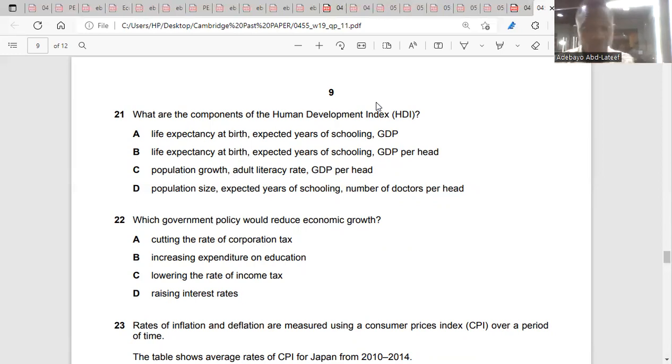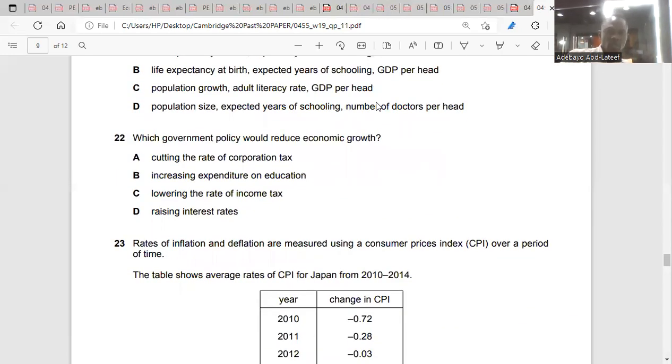Number 22. Which government policy would reduce economic growth? Raising interest rates? When government cuts the rate of corporation tax, it gives firms incentive to produce more. The answer is D. I think you said B. No, I'm explaining to you.